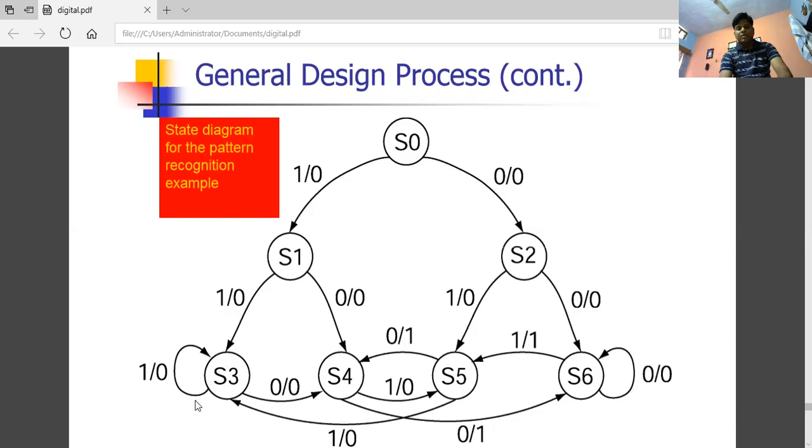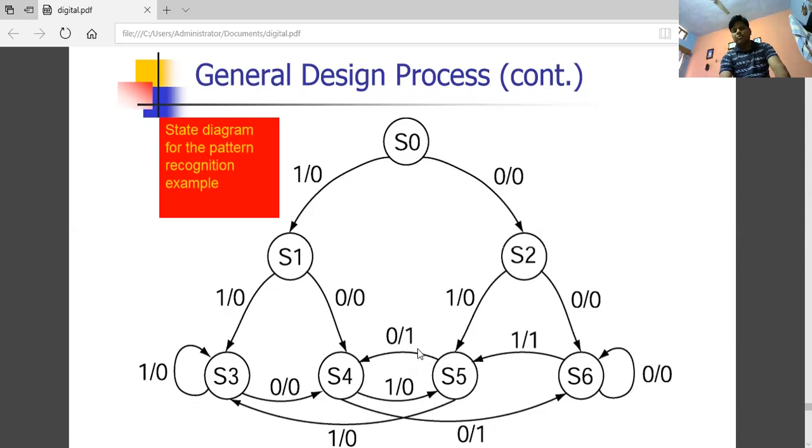Then S3 goes to itself when x is equal to 1, and the output is 0. S3 goes to S4 when the condition xy is 0 0. S4 goes to S5 and S5 goes to S4, all the values are mentioned here.